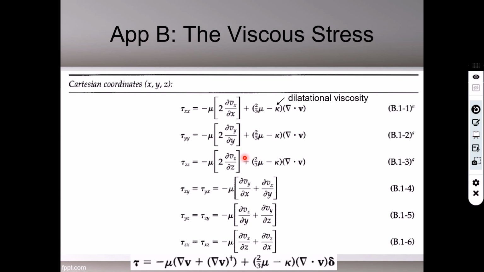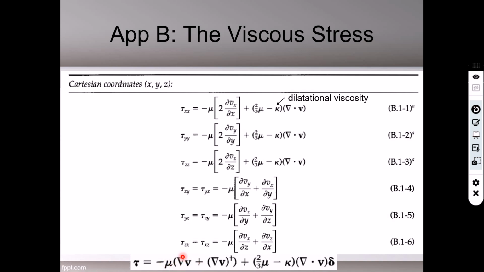And if we are dealing with incompressible flow, we'll get this divergent V equal to 0. And so we'll get rid of this term, or this term. All right. And we have this term. And we can also write this term in a vector form. It can be written in this way. Tau should equal to, it's not vector form, it should be the tensor form. Tau equal to minus mu.